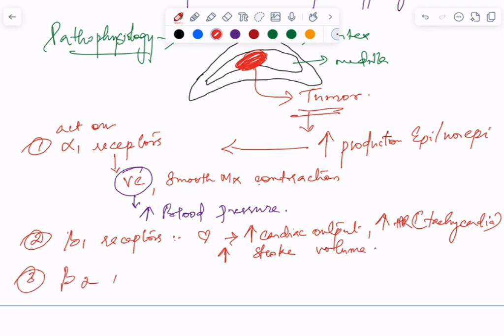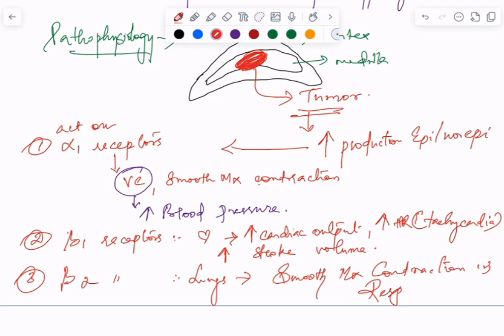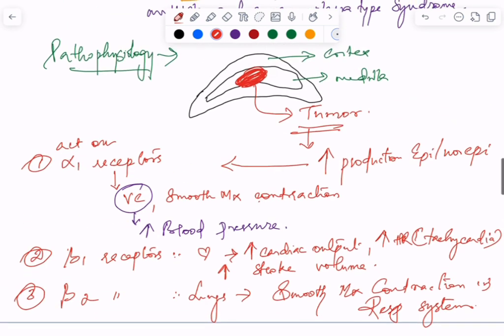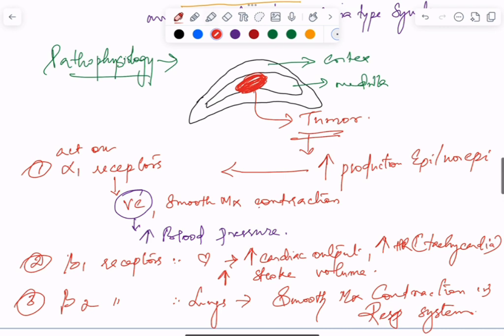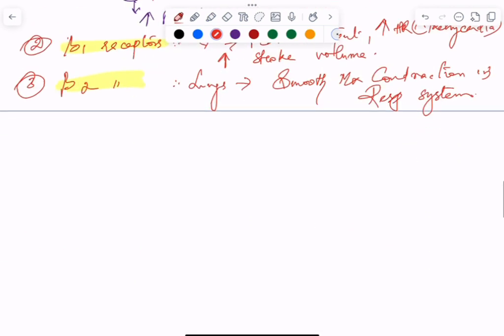And then it will act on the beta-2 receptor also. This is present in the lungs. So this will increase smooth muscle relaxation in the respiratory system. So these three things you have to notice here: from where it is acting, and what conditions and what symptoms are showing up. First, alpha-1 receptor, beta-1 receptor, beta-2 receptor.